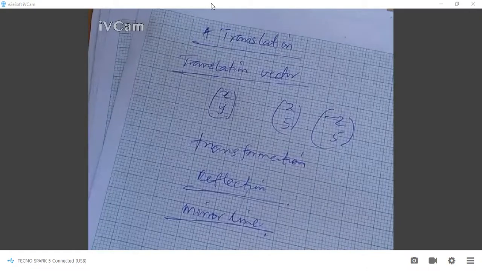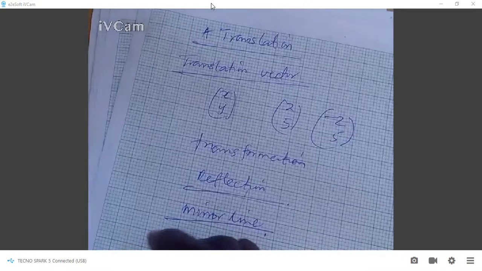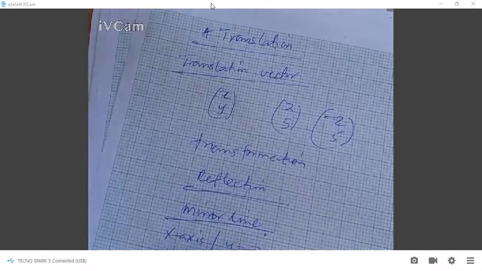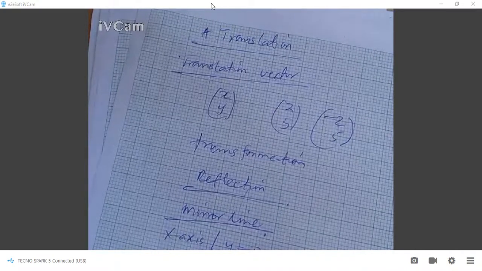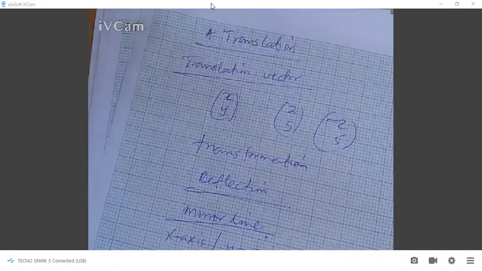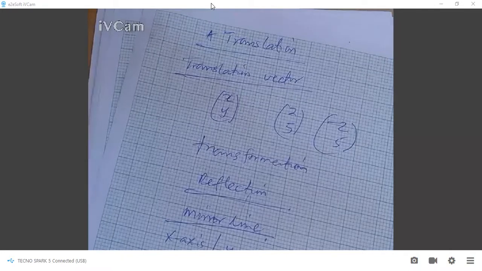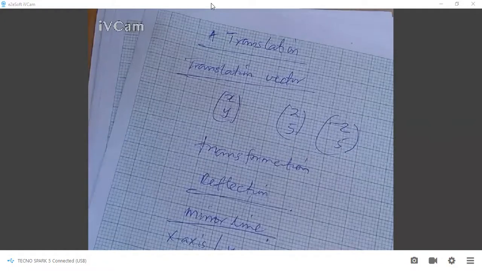In mathematics, what are these mirror lines? We have the x-axis, or the line y equals 0. Another mirror line is the y-axis, or the line x equals 0. Another line that you can have is x minus y equals 0, or x equals y. And another mirror line is x plus y equals 0, or x equals negative y. So those are the mirror lines we are going to consider, okay?